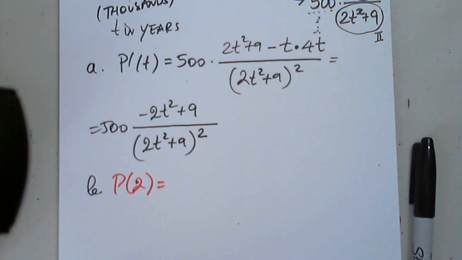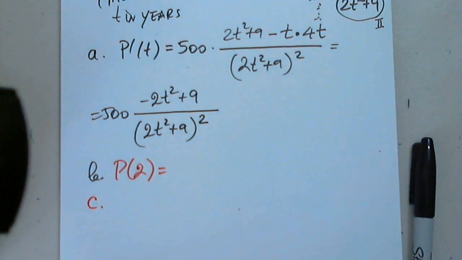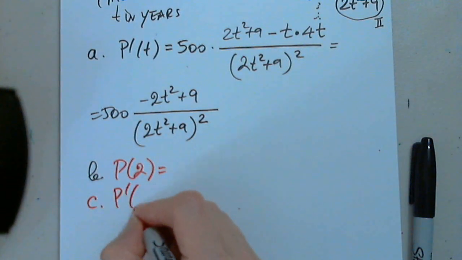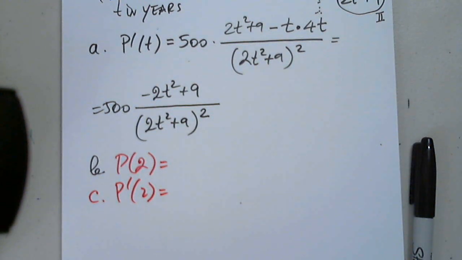Part C. Find the growth rate at 2. What am I trying to do now? What is the question now? What is the rate of growth or the growth rate at 2? Plug into the derivative. Awesome. So this is p prime of 2. We're going to put in the calculator and determine them in a minute.